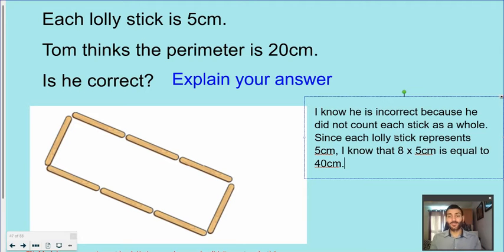So that's one way of saying it. That's quite a lot. But I'm just trying to get them to use these words like represents. Since each lolly stick represents 5 centimeters, I know that since there's 8 lolly sticks, that 5 centimeters will be.